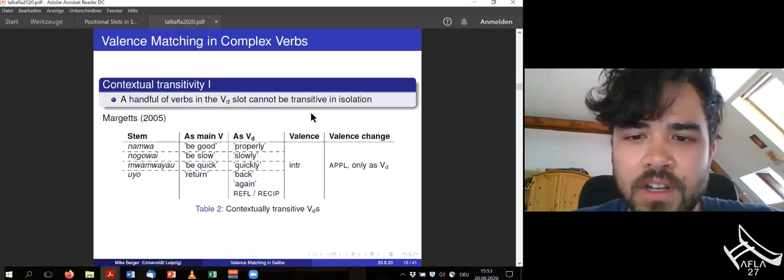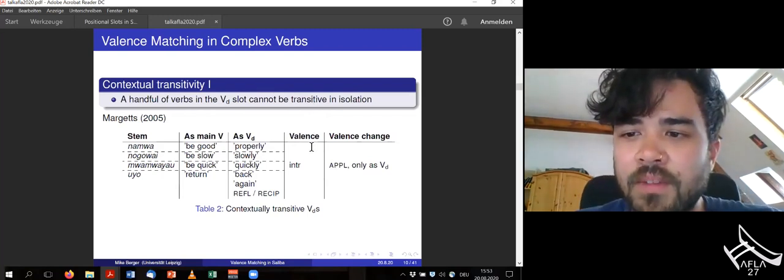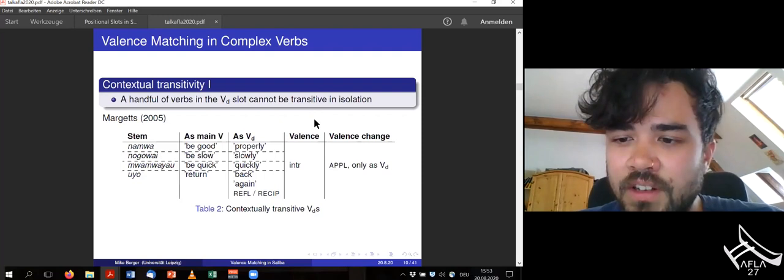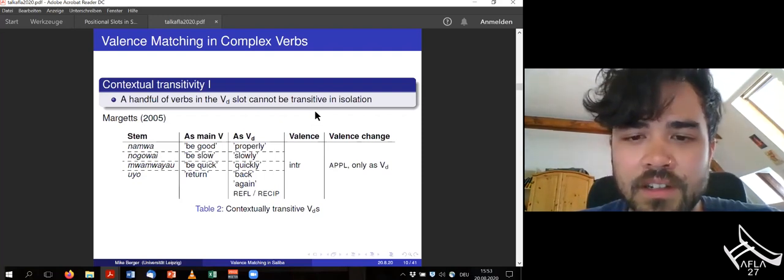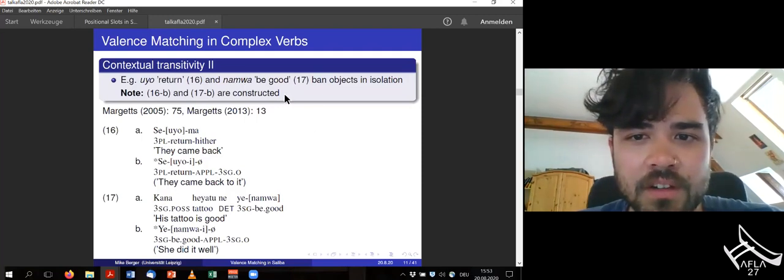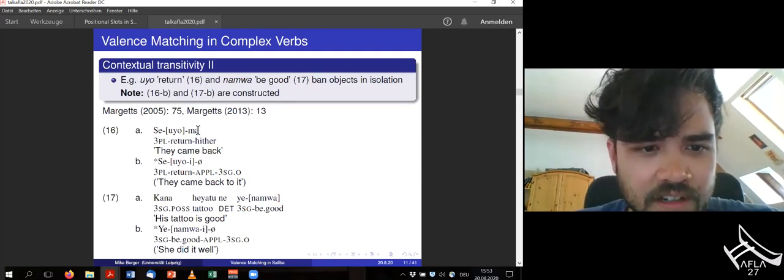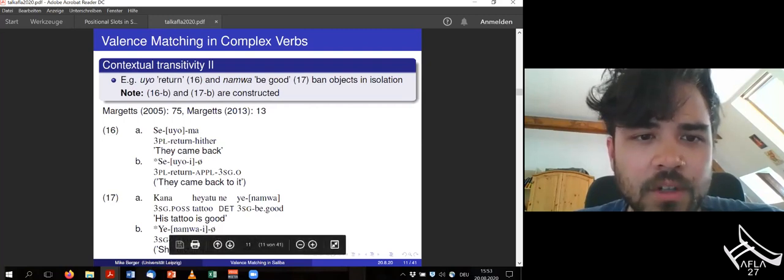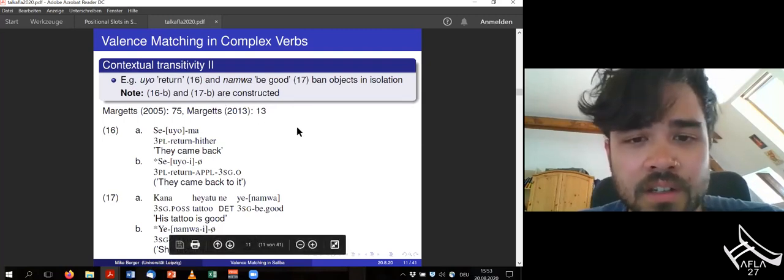These verbs have to be intransitive in isolation, but once you stick them in a complex verb, they must, under certain conditions, transitivize exceptionally. So, for example, uyo, which means return, and nam would be good. Ban objects in isolation, as you can see in 16 and 17, sorry. But once you transitivize them, these become ill-formed. Note that 16b and 17b are constructed.